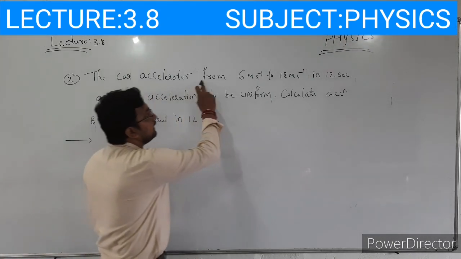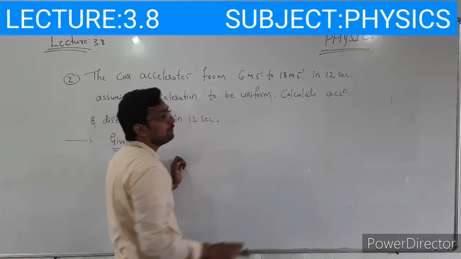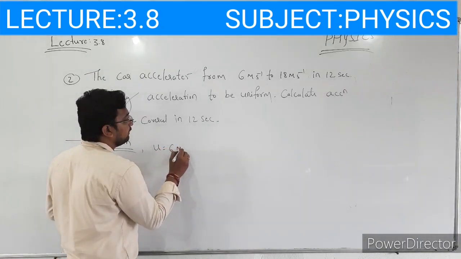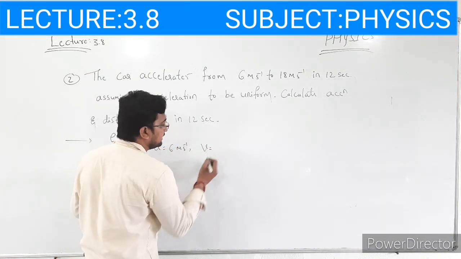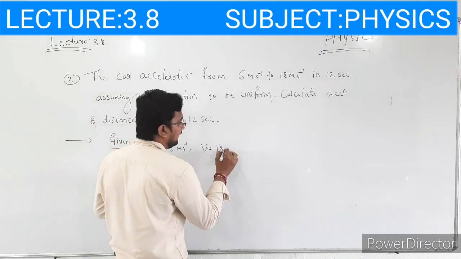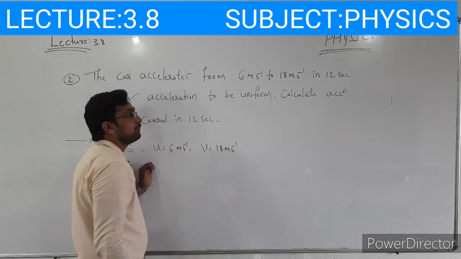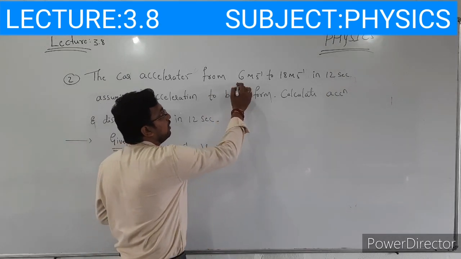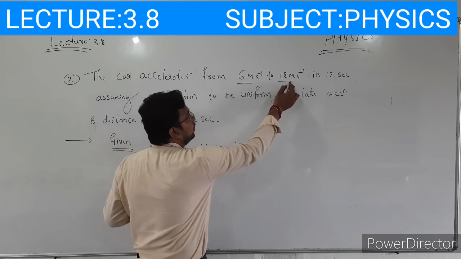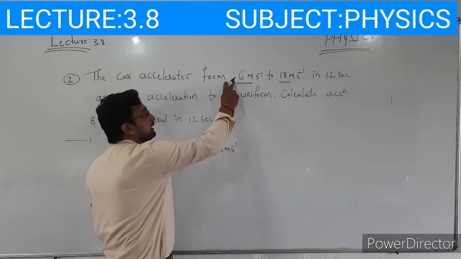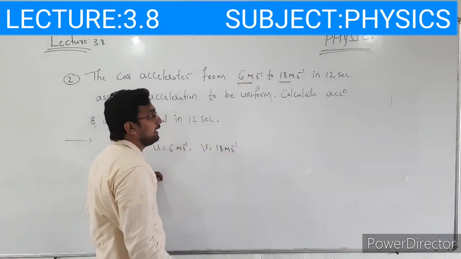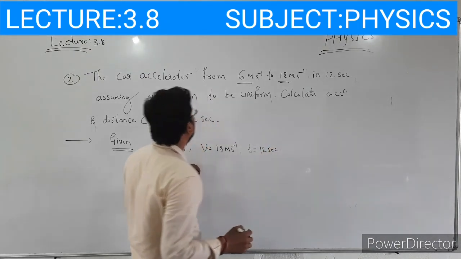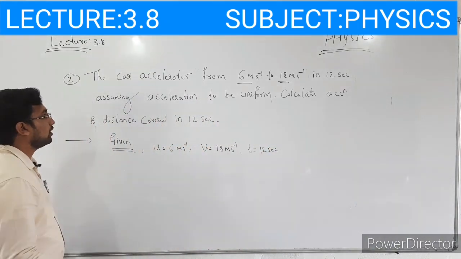A car accelerates from 6 meter per second to 18 meter per second. So that means the initial velocity is given as 6 meter per second and the final velocity, that is v, is equal to 18 meter per second. So then it becomes initial velocity and it becomes the final velocity. And the time is also given, that is t is equal to 12 seconds.